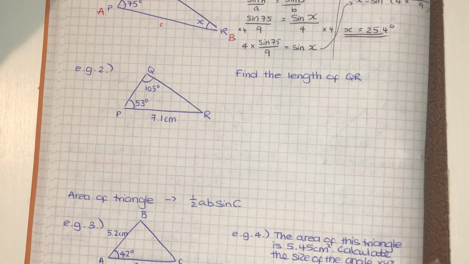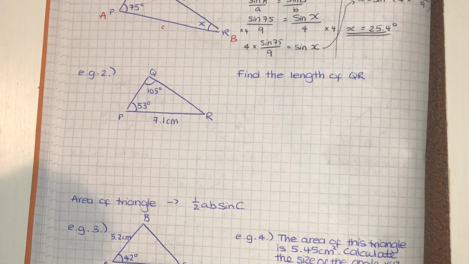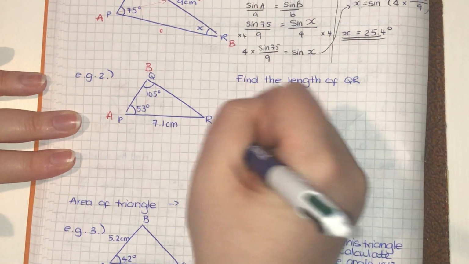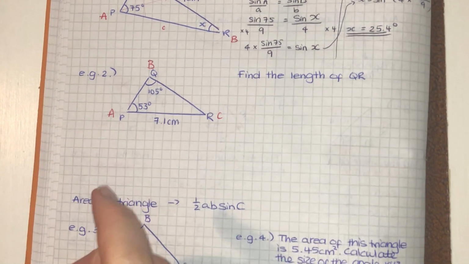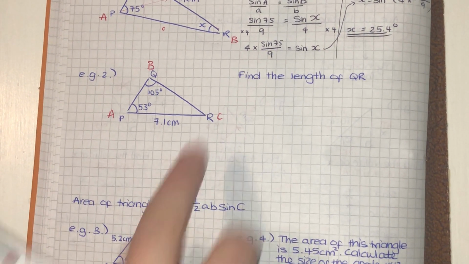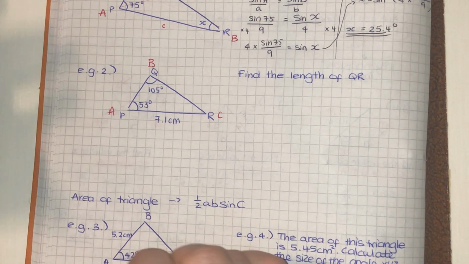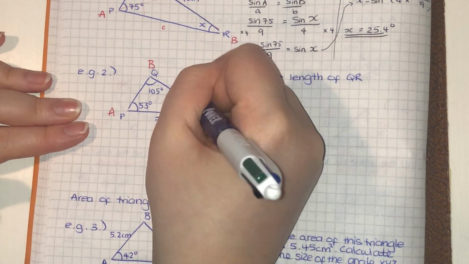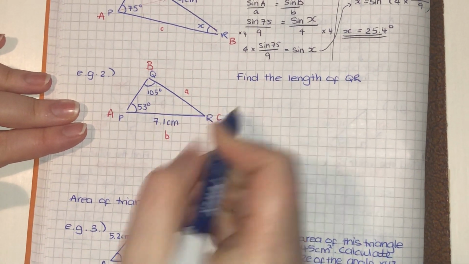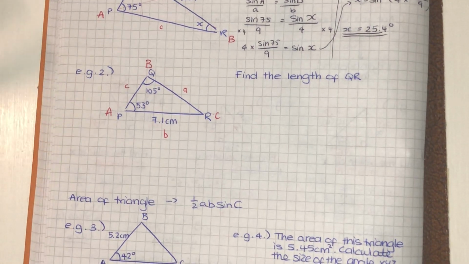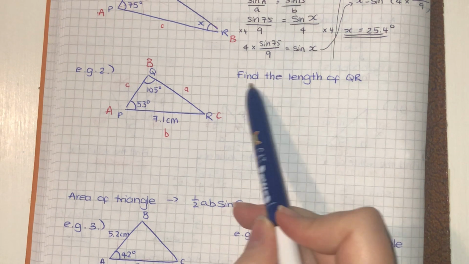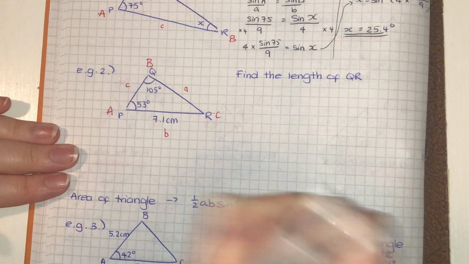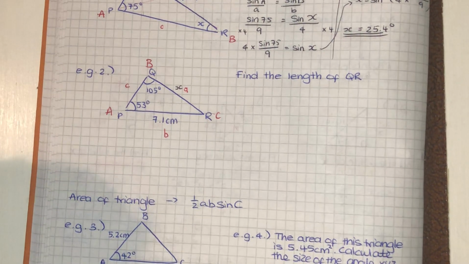Okay, so move down to example 2. So again, I'm going to start labelling. I've got two angles here, so I'm going to call those A and B, and then the last vertex, which doesn't have an angle, I'm just going to call C. And then opposite sides are the same. So that's going to be little a, that's going to be little b, and that's going to be c. Now it's not said which side we're looking for, but if we read here, find the length QR. So QR is this one here. So I'm just going to add an X there so that I know that's the side that I'm looking for.